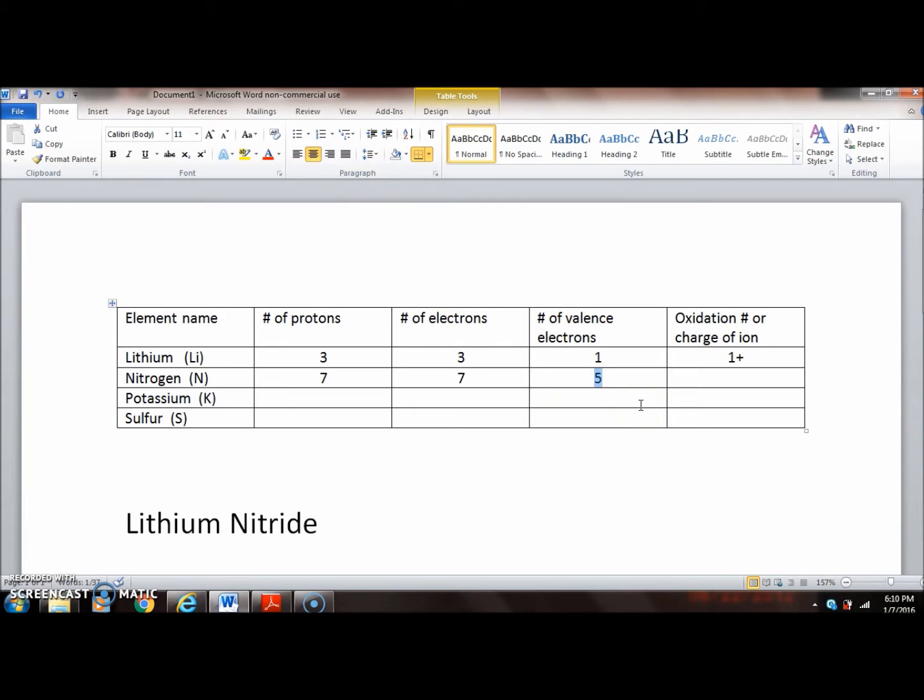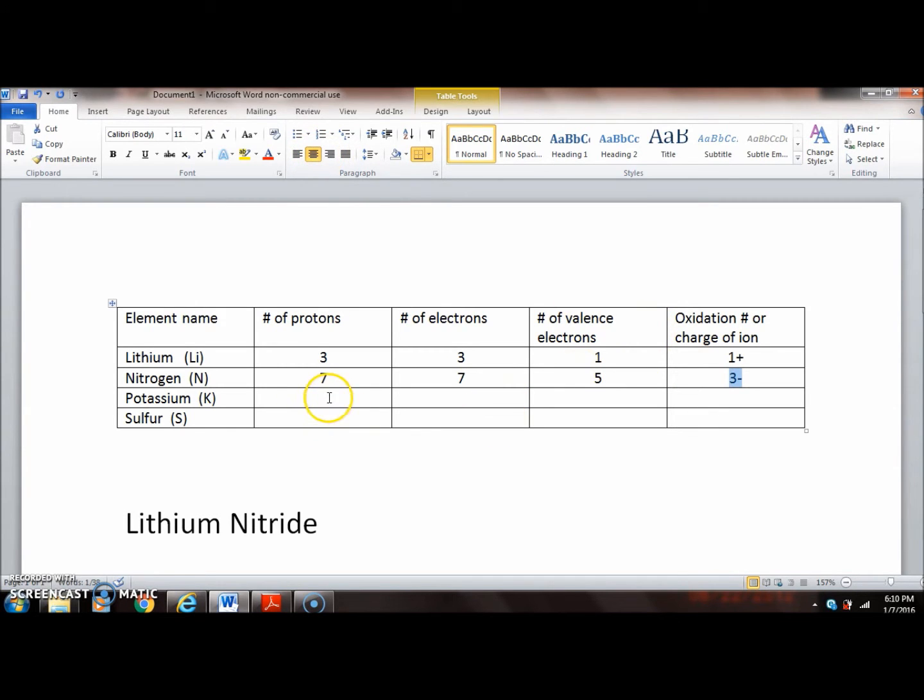So nitrogen is going to need 3 more electrons to fill its valence shell. So if it gains 3 electrons, it will then have more negative electrons or particles than protons, and that will become a 3- charge. So its oxidation number would be 3-.